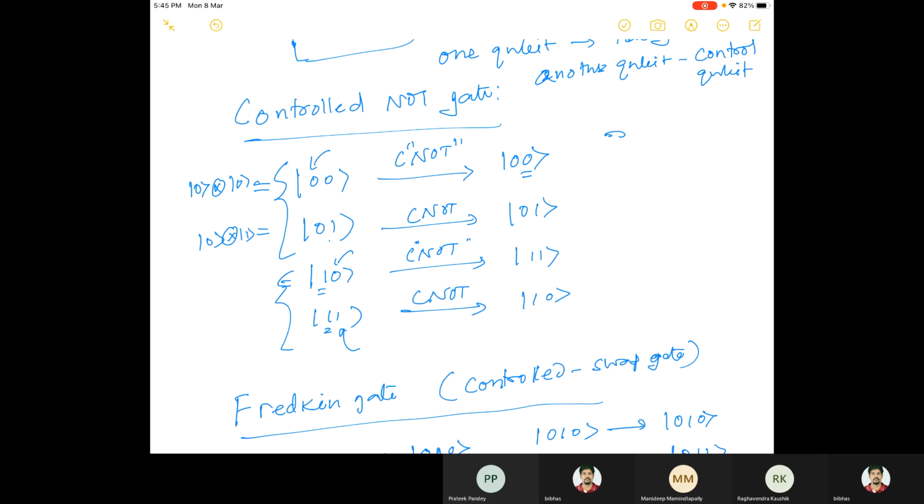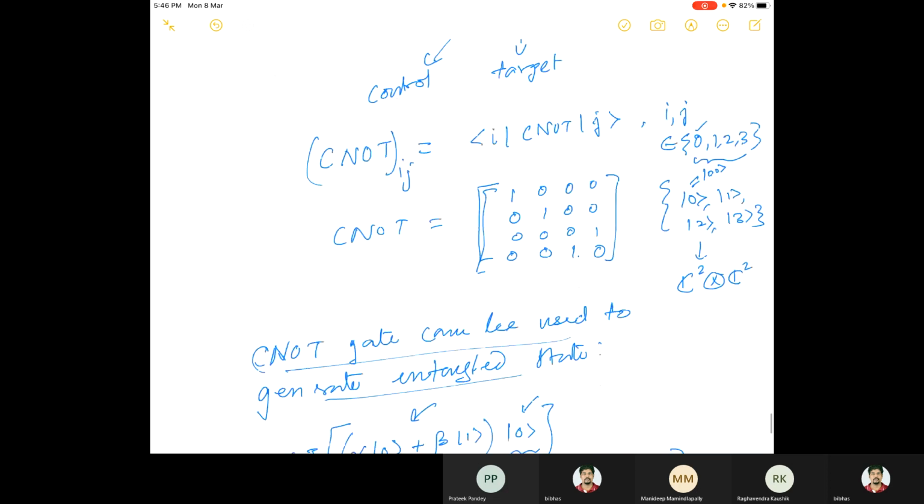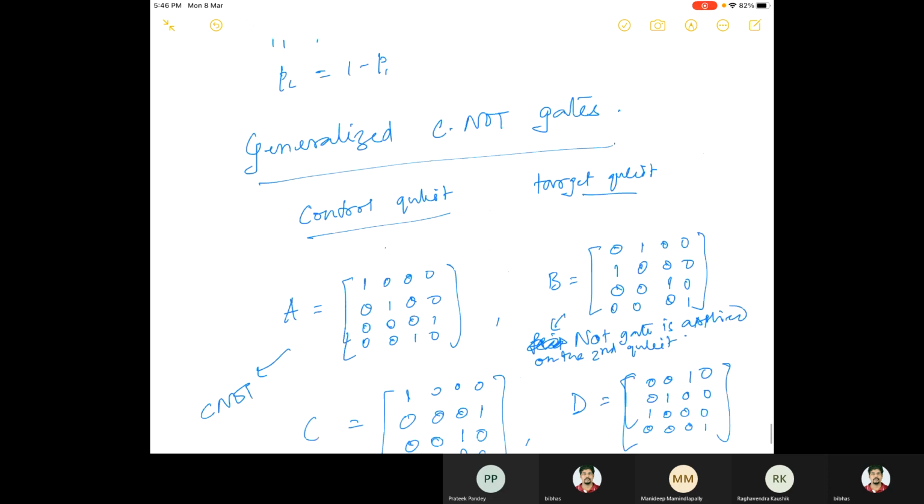I can have a different kind of situation. My control here is, let's say in the C-NOT gate, the state 1. The state of the controller is 1, but I can also have a new gate where the state of the controller is not 1 but 0. So B will do that. You can check it out. I'll just write it down here.